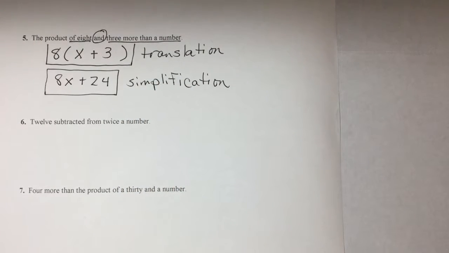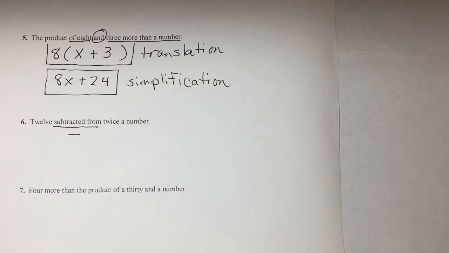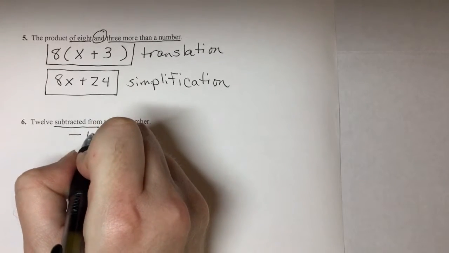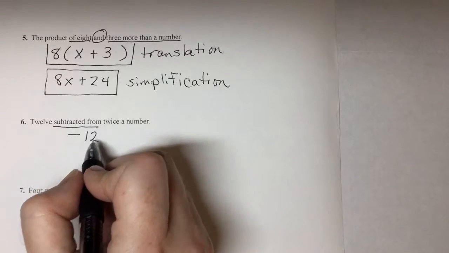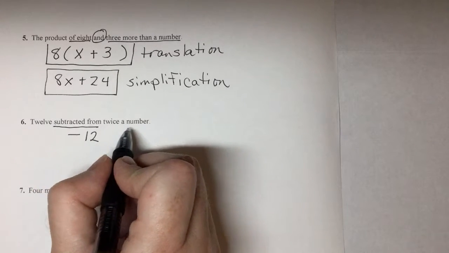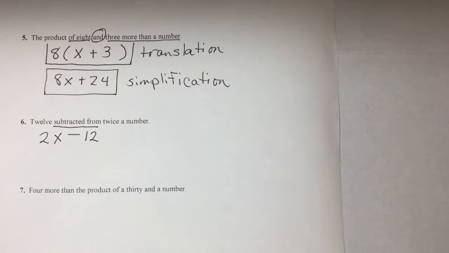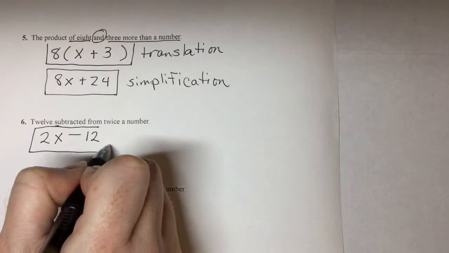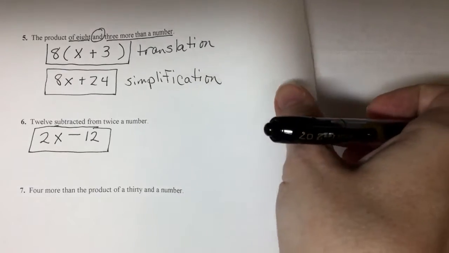With 6, 12 subtracted from. Well, I know I've got subtraction. The question is, where does the 12 go? Well, the two that reverse the order are less than and subtracted from. So 12 is subtracted from. That reverses the order. The 12 goes after the subtraction sign. 12 is being subtracted from twice a number. Twice, 2 times. And I don't know what the number is, so variable. There's my translation, and it is simplified. No parentheses, no like terms.